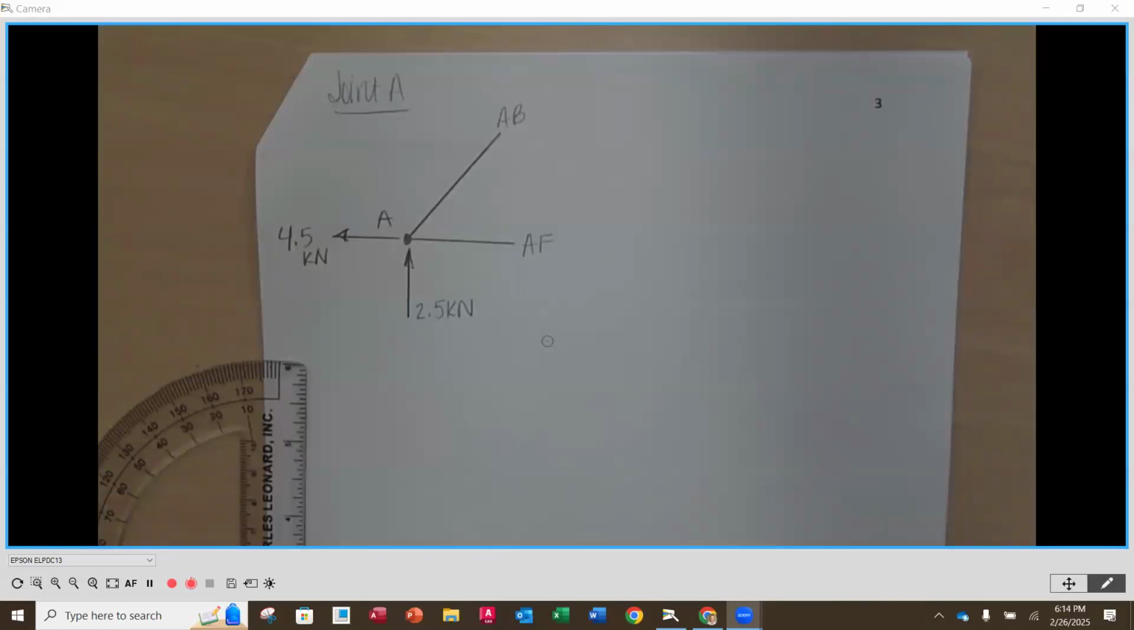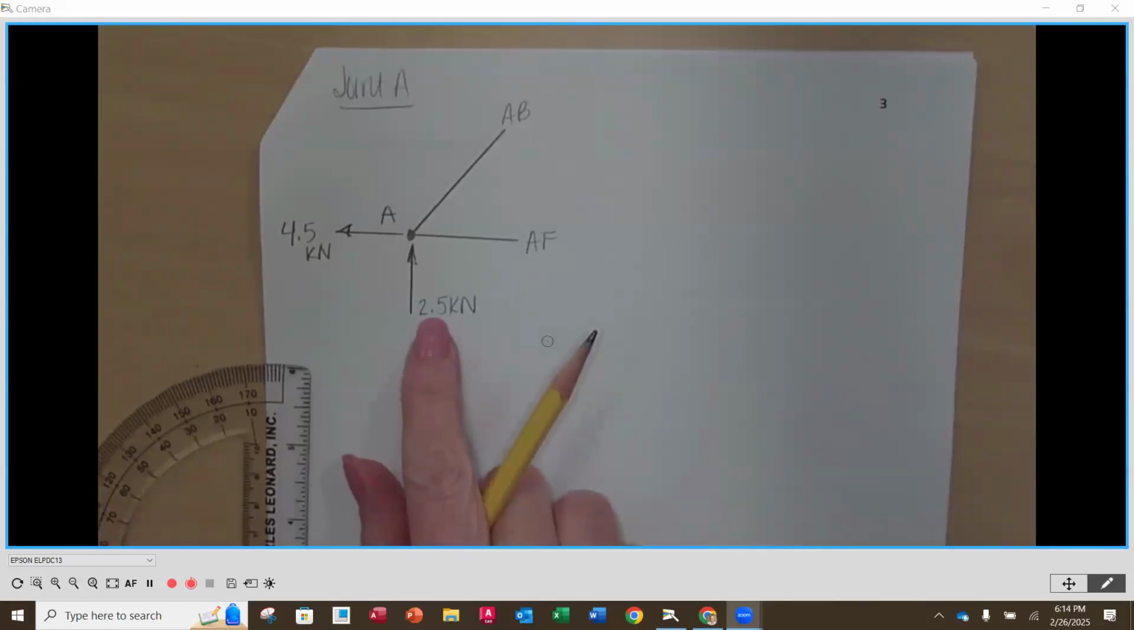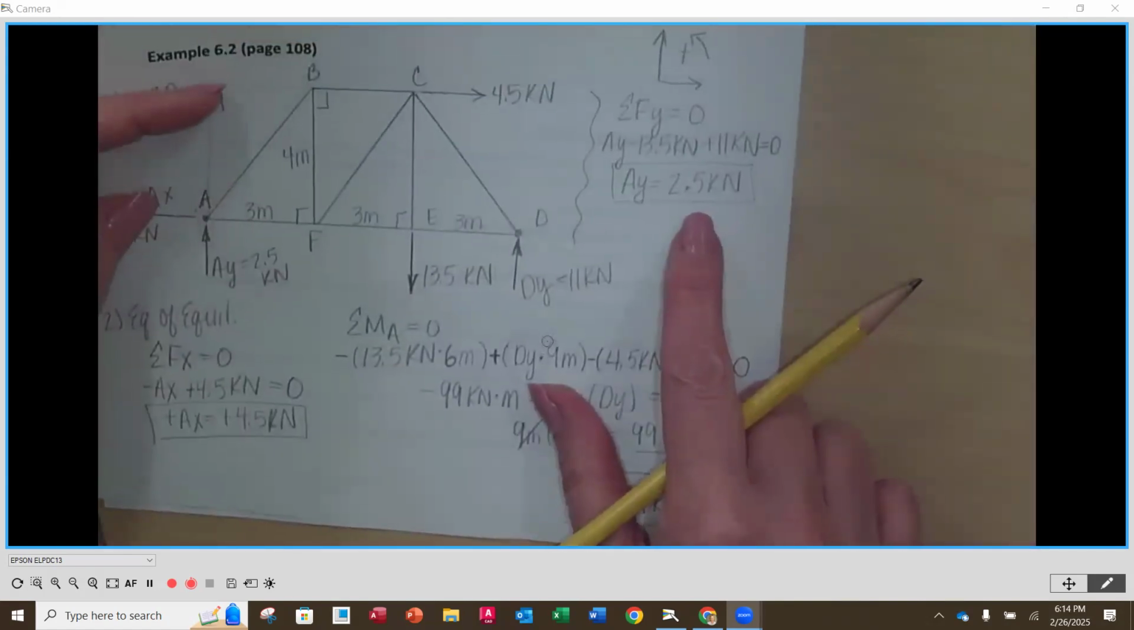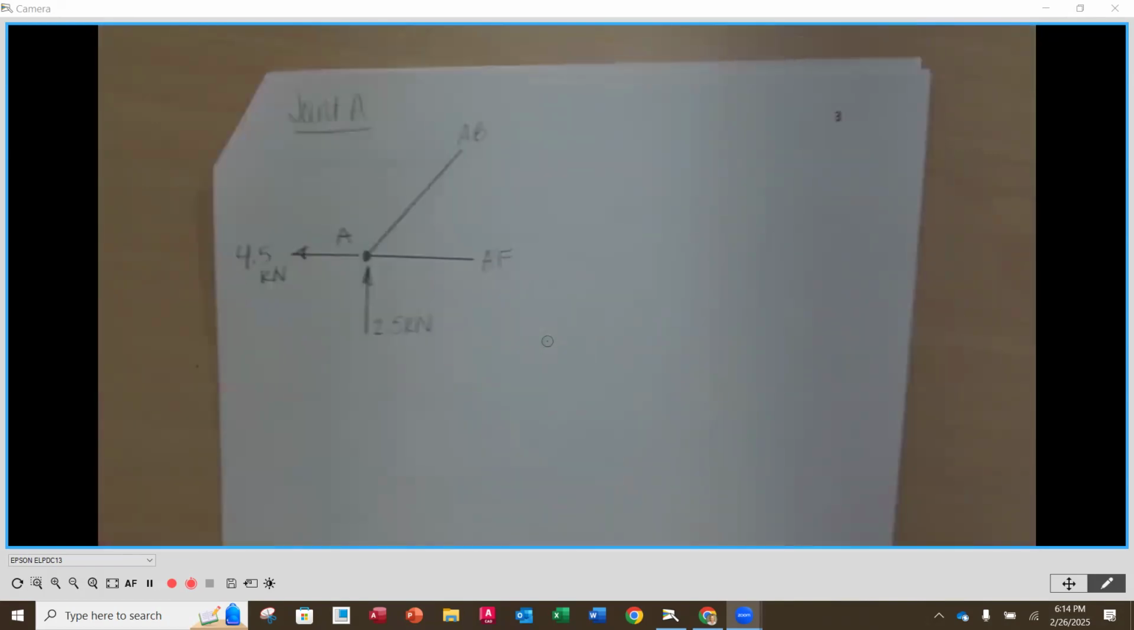Don't you mean 2 point? Yep, 2.5. Oh, don't you mean 2 kilonewtons? Oh, my bad. No, that's okay. Yep. No, we got 2.5 at Y. Yeah, that's okay.